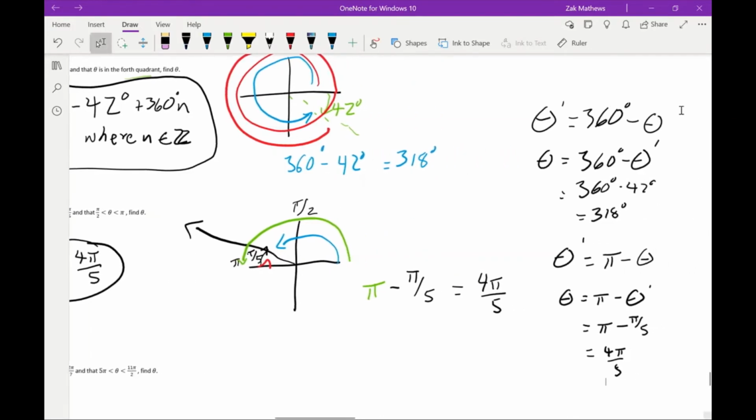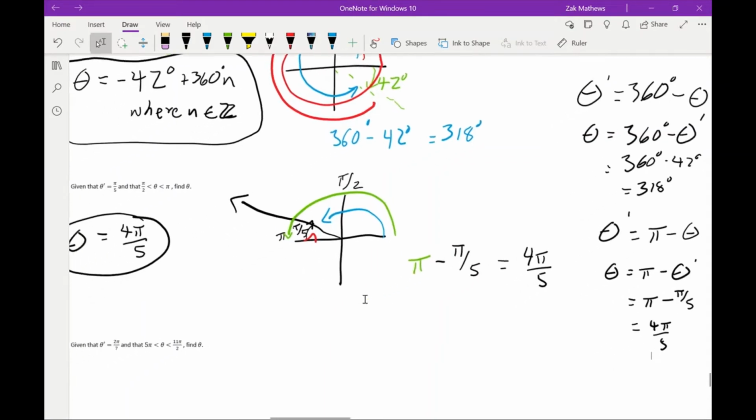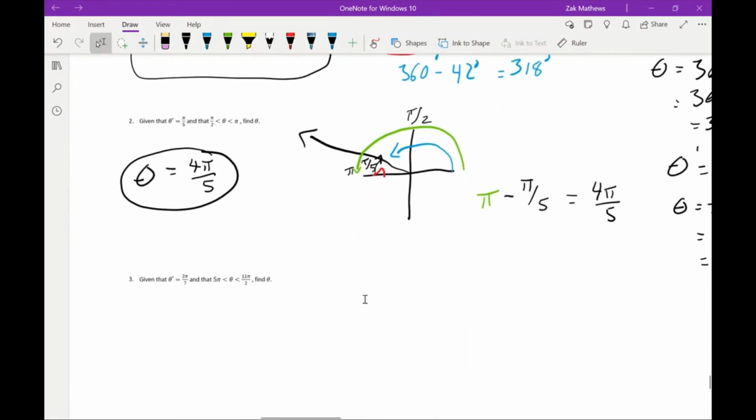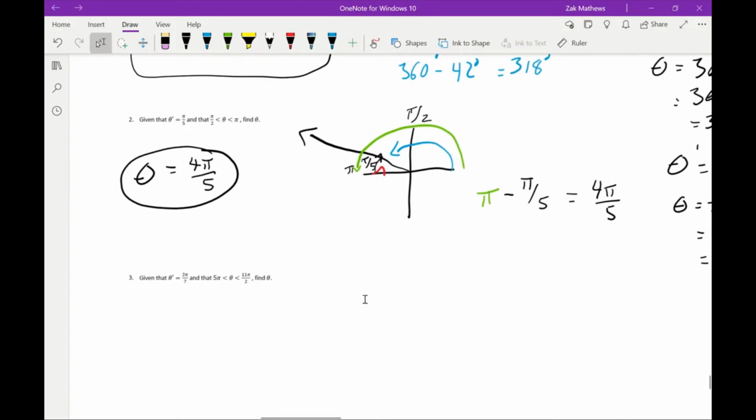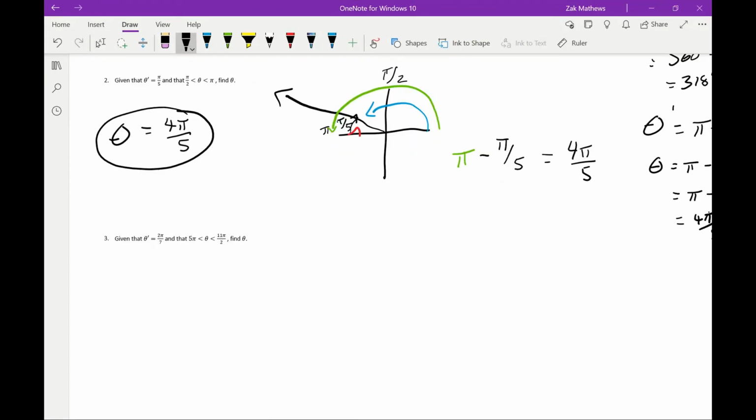Now, both of these were relatively simple. We just took the x-axis and subtracted theta. Is that always going to happen? Well, no. Remember, if we're in the third quadrant, that's not how the formula works. So this time we have a theta prime, or a reference angle, of 2 pi over 7, and I want to place that between 5 pi and 11 pi over 2.